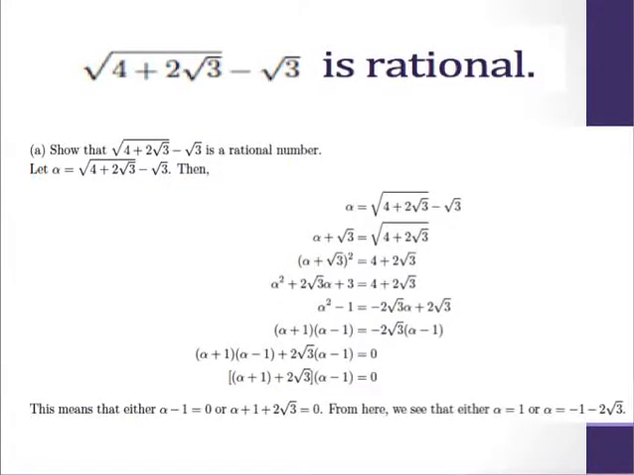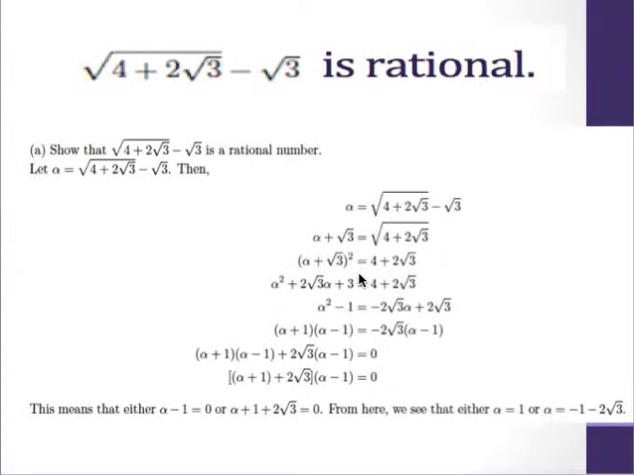So we are going to show that the square root of 4 plus 2 square root of 3 minus the square root of 3 is rational. So to do this, we're first going to let alpha equal the square root of 4 plus 2 square root of 3 minus the square root of 3. And then we're going to use basic algebra steps throughout the entire problem to solve this down. So what we're going to first do is add square root of 3 to both sides. And then from here we're going to square both sides so we can get rid of this square root.